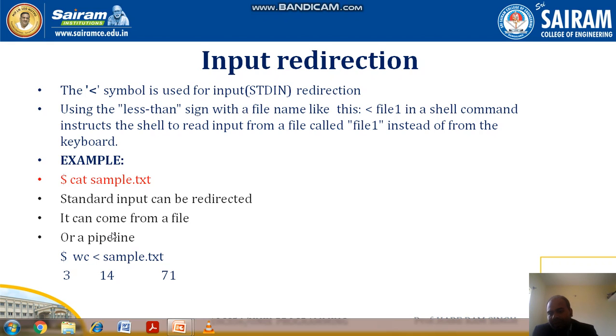Now suppose I want to redirect the content of sample.txt. We can use this command: sample.txt redirected to the command wc. The wc command will work on the contents of sample.txt. See, it worked. It counted the number of lines, number of words and number of characters, and displayed them. So this is the output.